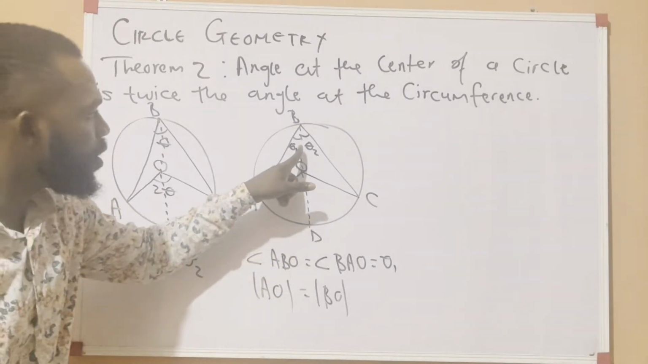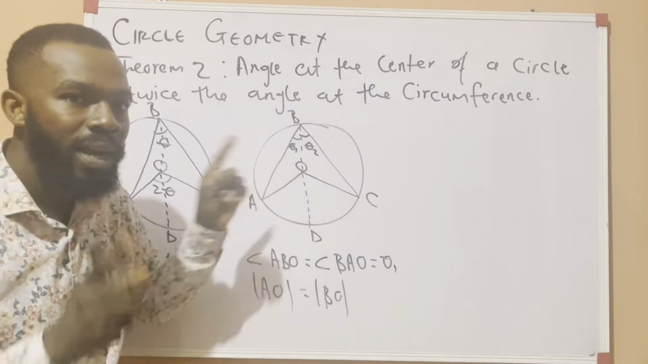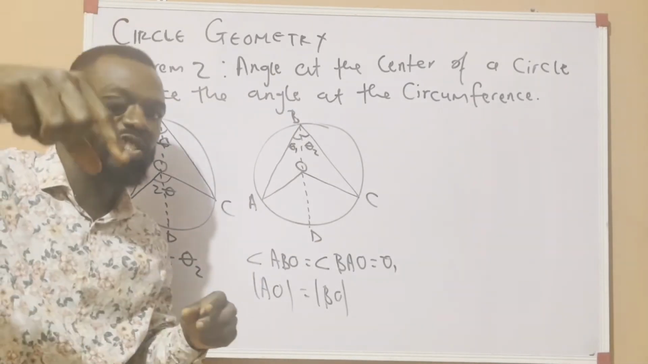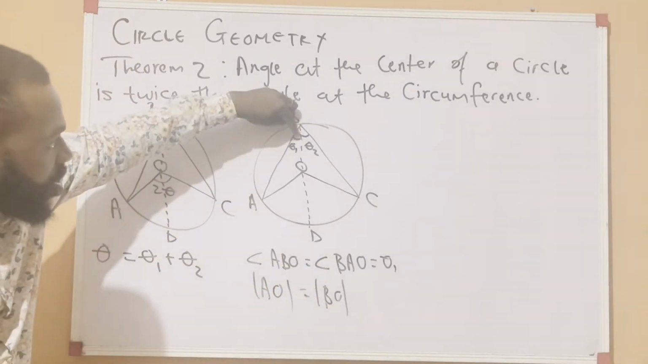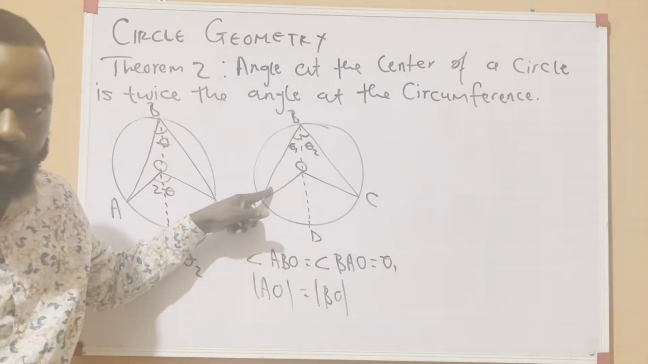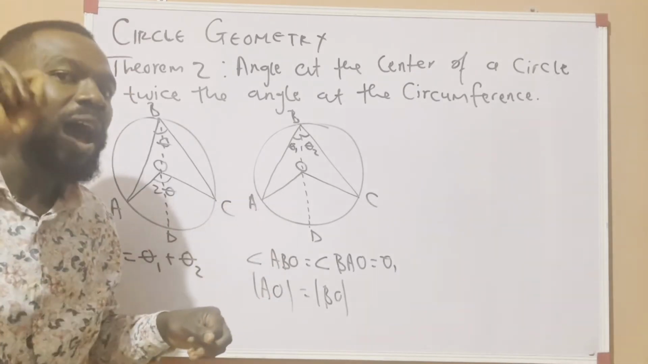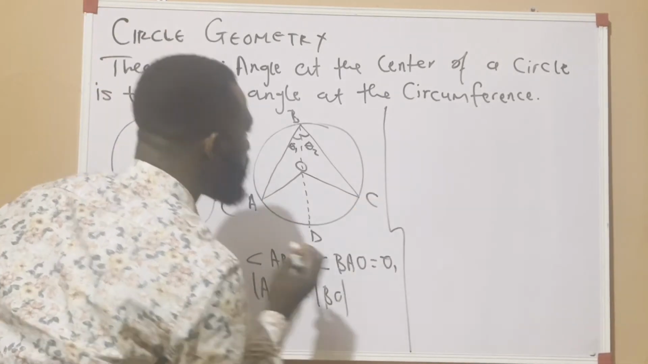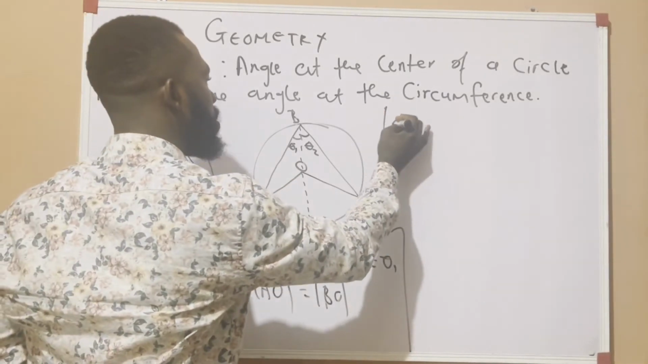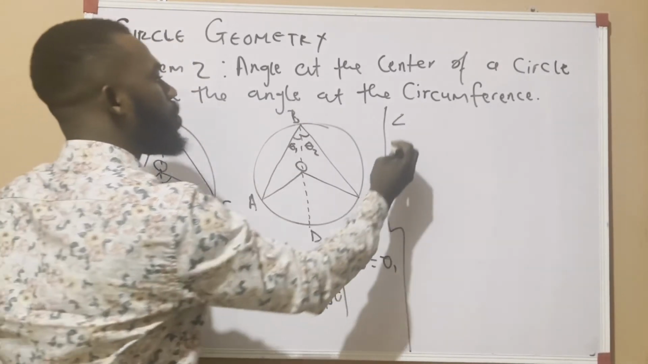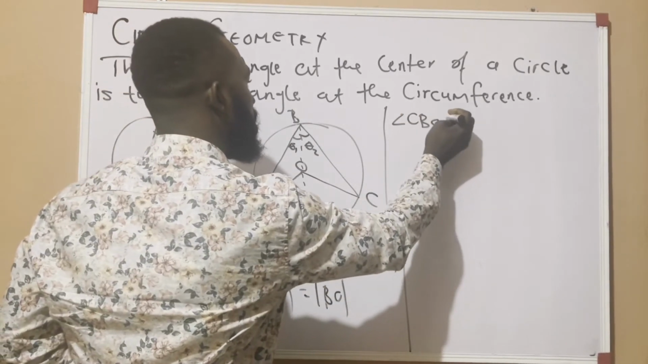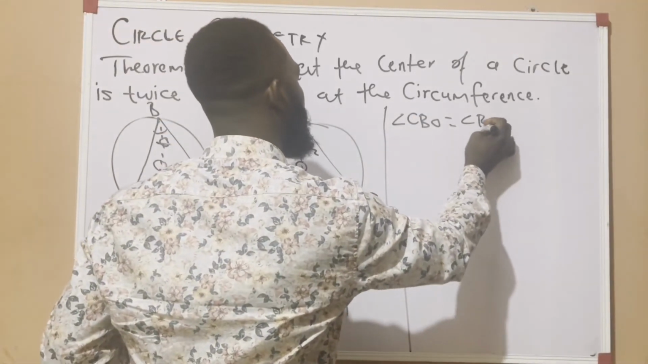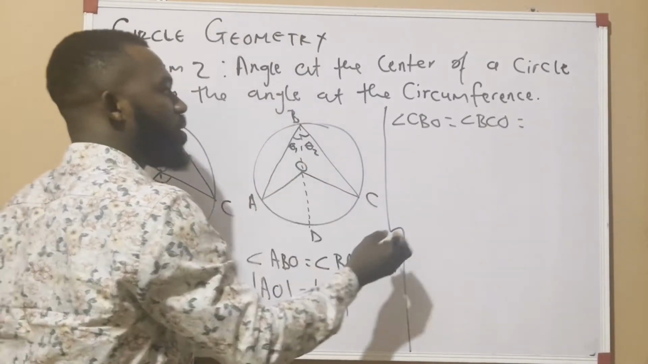So because BO is equal to AO, the angles at B and A, which are the base angles of an isosceles triangle, are equal. So if here is theta 1, here becomes also theta 1. Base angles of an isosceles triangle are equal. Now, also, angle CBO is equal to angle BCO, which is equal to theta 2.